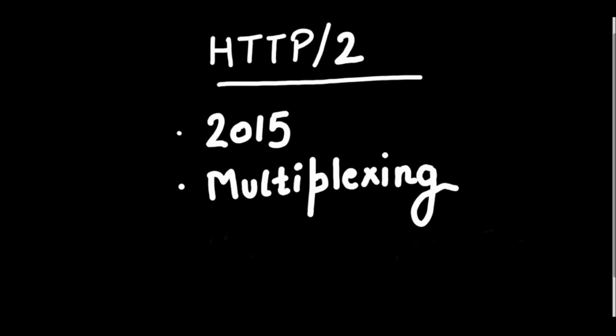So we have established a stream between the client and server, and the packets corresponding to the request and response can flow between these two parties in any order. They can be multiplexed between multiple requests. So let's see how exactly it works.